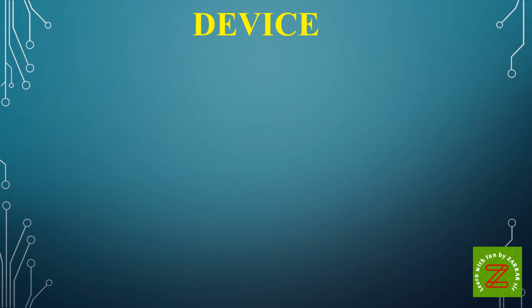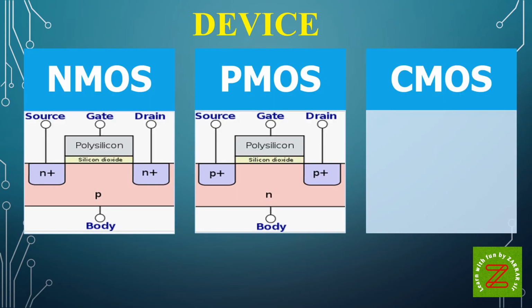So if I talk about devices, we have already discussed that MOSFETs are divided into 2 types, NMOS and PMOS. But there's one more which is called CMOS, and we are not aware of it. So I just need to give you some pictorial view of NMOS, PMOS and CMOS. I want you to see these 3 pics.